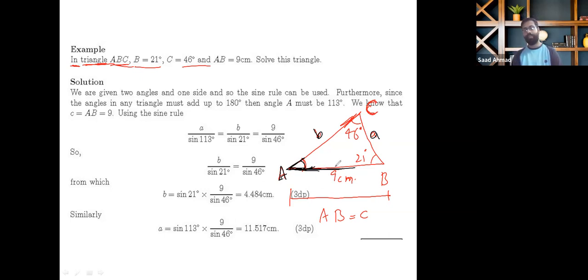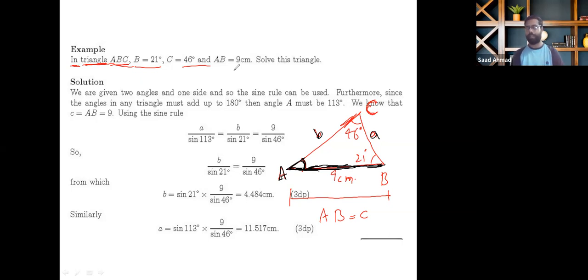Can anyone tell me what is the angle A? How much will the angle A be? Can anyone tell? Anyone would like to participate? Anyone wants to answer? No? Okay.